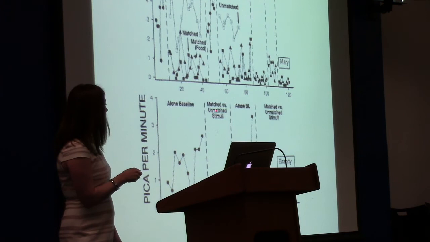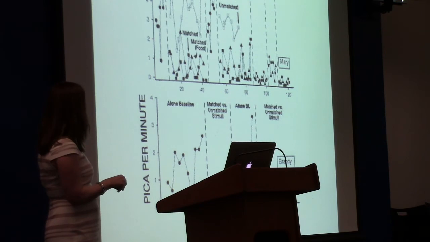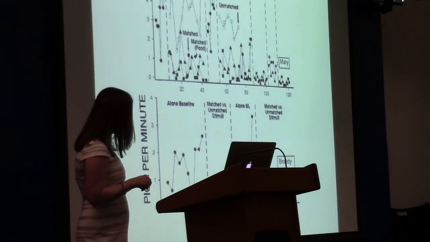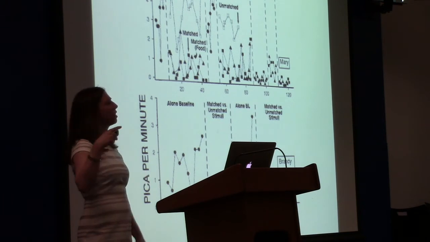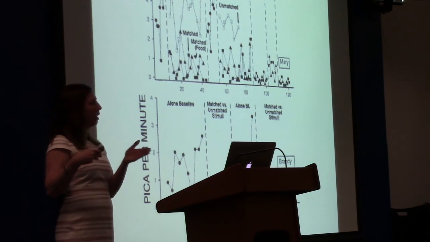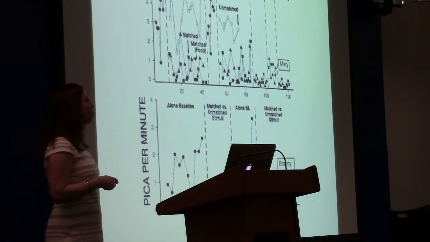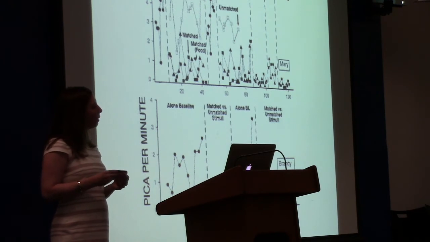Then they did matched versus unmatched stimulation, where they gave non-contingent, free access to those different items the whole time, continuously, and that reduced behavior down to zero levels. Then they went back to the alone baseline and recaptured rates of behavior. Then they went back into matched and unmatched, but interestingly, with the unmatched stimuli, you get more PICA. With continuous exposure to unmatched stimulation, because it's not really matching the function but merely competing with it, that treatment effect might break down over time, and it might be very important to use some kind of matched stimulation.